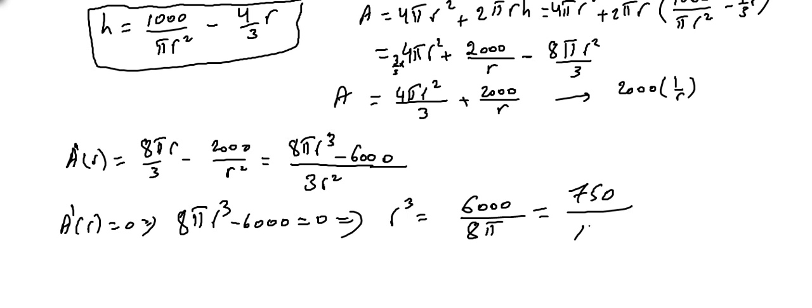6000 is divisible by 8 over pi. Then what is r? R in this case is the cubic root of 750 divided by pi. Same as we did before.